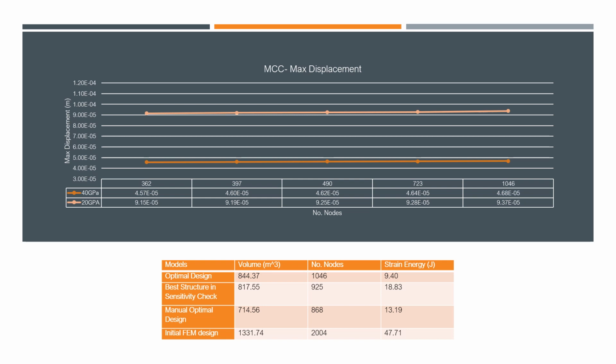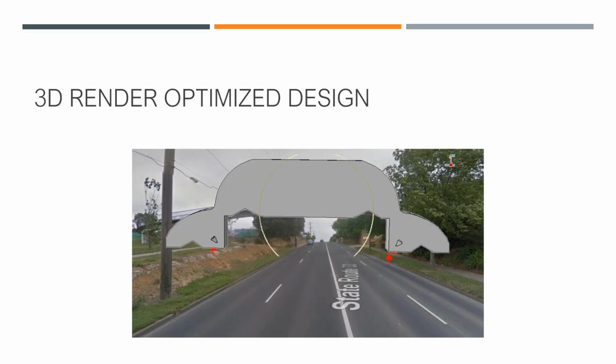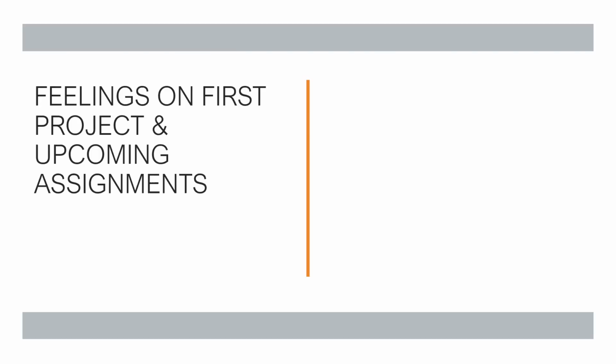Then seen in the table below, we can see that the strain energy for the optimal design was the lowest compared to the other iterations, which is expected, showing that it is optimized. And then using this optimized structure, we did a 3D render on Abaqus and then superimposed it over the existing site, which can be seen there.